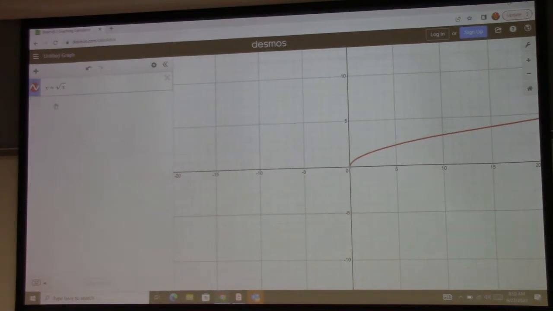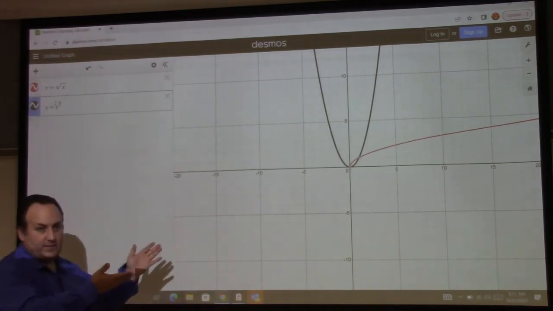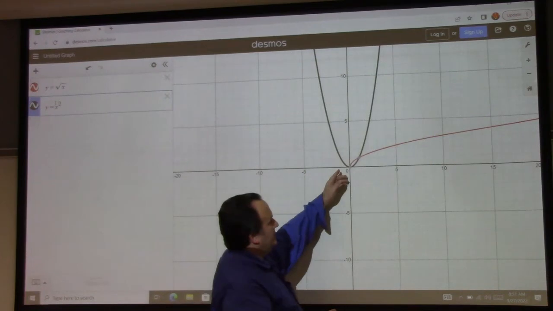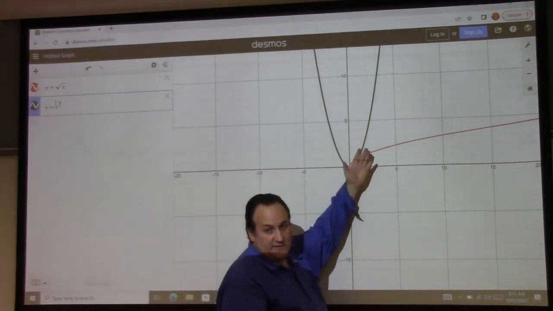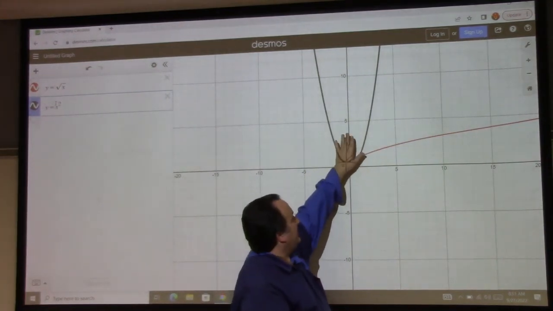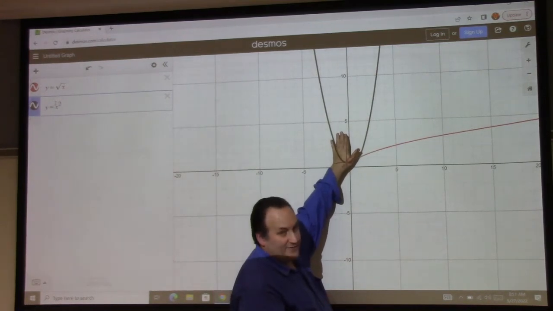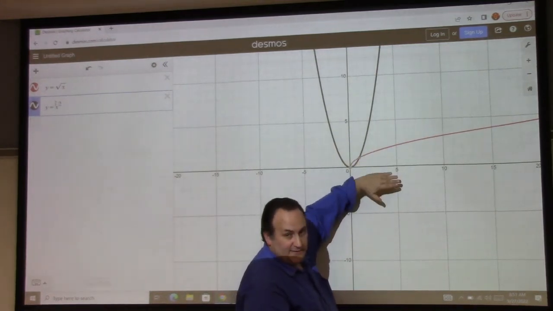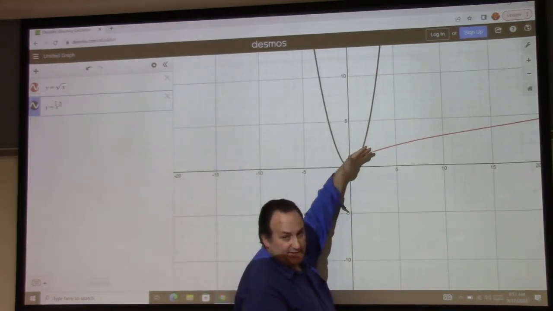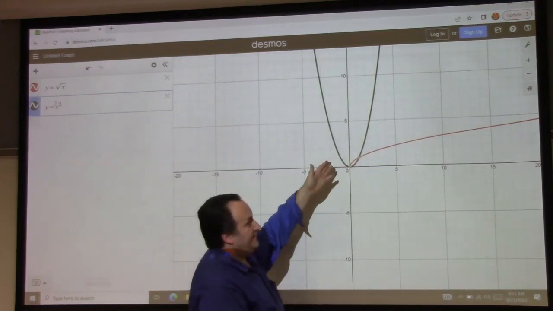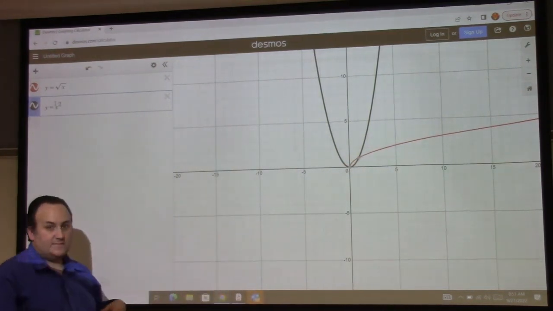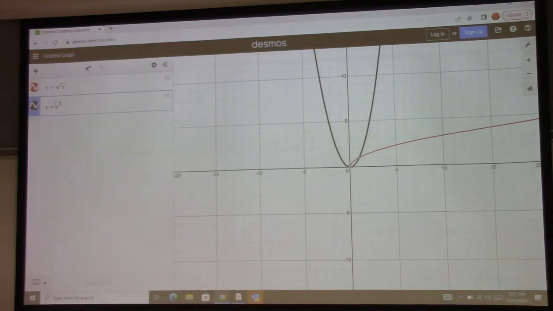Let me throw something else into the mix here. Check it out. This is y equals x squared. This is y equals the square root of x. Do you see the relation between these two? Basically, you take the black graph and lay it sideways, and just keep the upper half of it. That's exactly what the square root is. The square root is half of a parabola turned sideways.